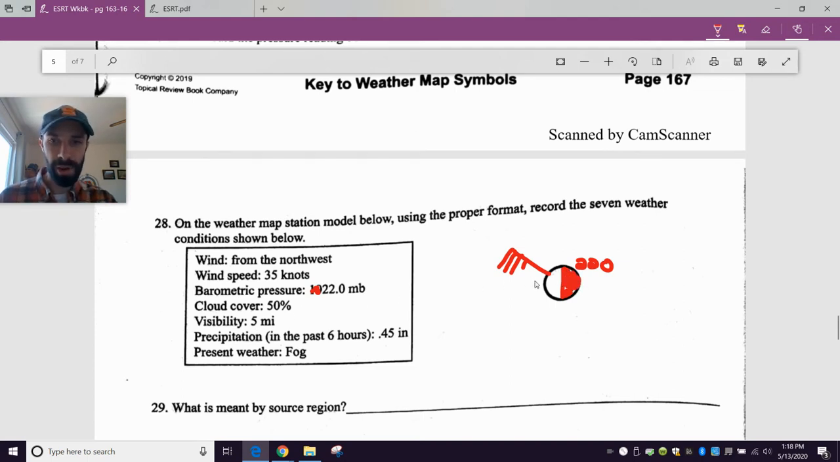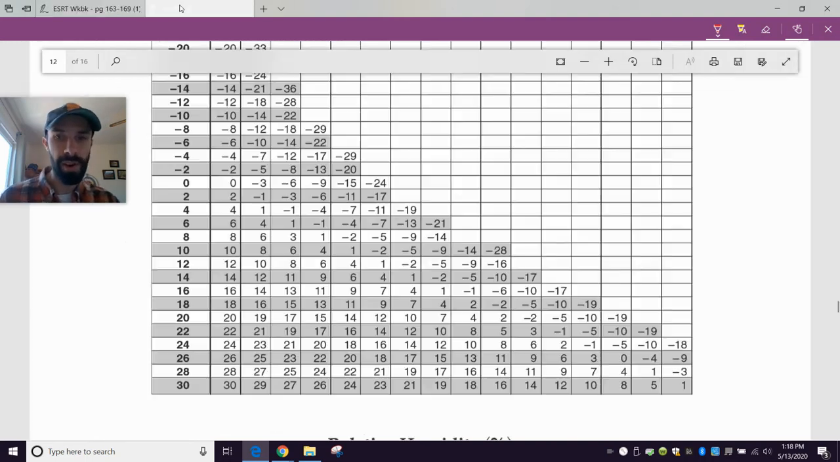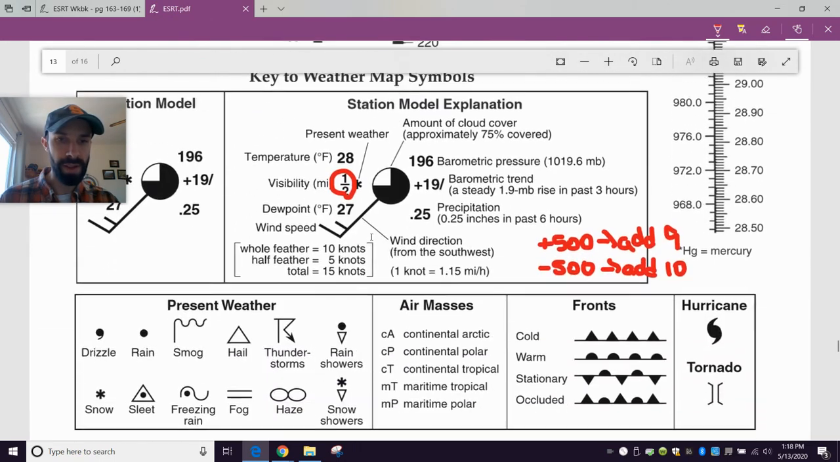Visibility, 5 miles. We're going to write a 5 right here. Okay. And then it says precipitation, 0.45 inches. That's simple. Just write 0.45 right there. And then finally, present weather. It's fog. Now, if you're not sure how to draw fog, it shows you right here on your reference table.